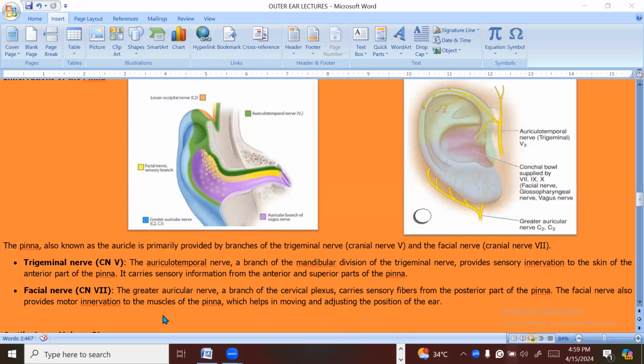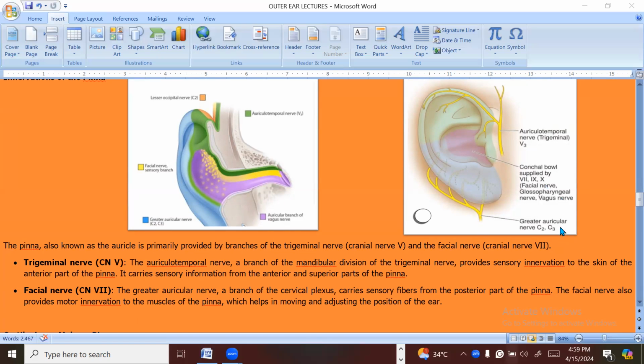Whereas the facial nerve, which branches off in form of the greater auricular nerve, which branches off from the cervical plexus, carries sensory fibers from the posterior part of the pinna. The facial nerve also provides motor innervation to the muscles of the pinna, which helps in moving and adjusting the position of the ear. You have seen some persons who have the ability to move their ear, like dogs. This is done with the help of the facial nerve 7, which innervates the lower part.